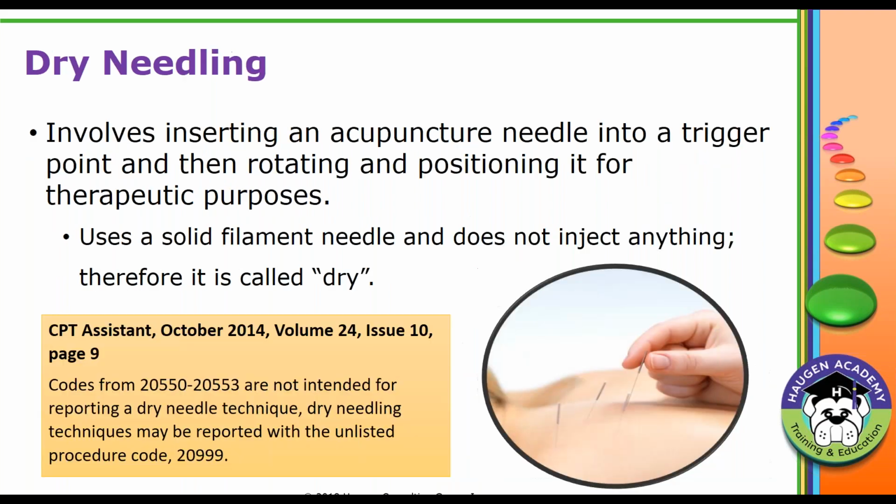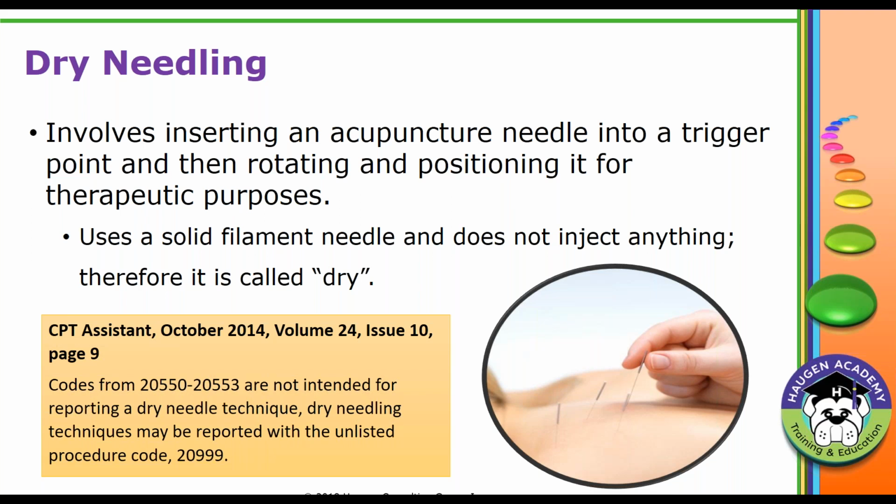And the next topic that kind of goes along with trigger point injection is dry needling. Dry needling is becoming a popular way to do pain management. What this involves is an acupuncture needle that's inserted into a trigger point, and then they rotate it and position it for therapeutic purposes. So it's a little bit like acupuncture and trigger point injections combined into one modality.